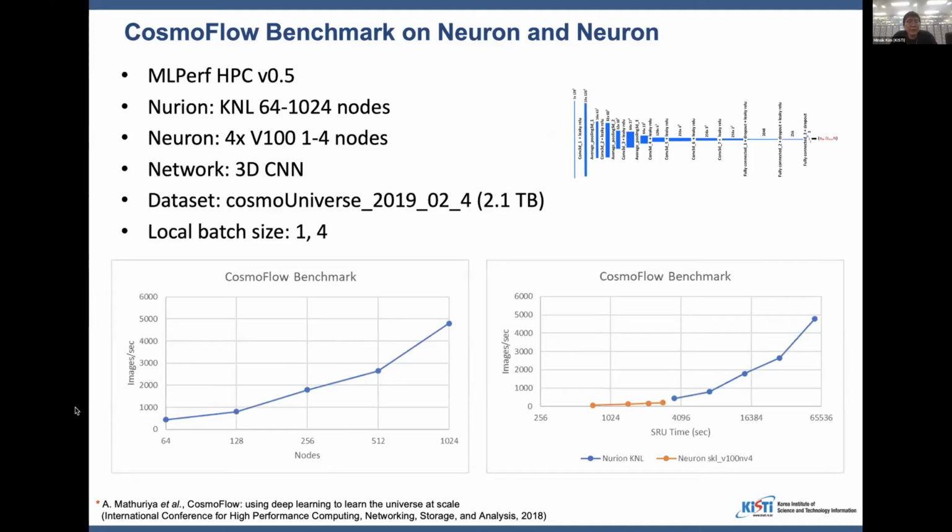At last, we evaluate our system performance on the ML application, which is called the CosmoFlow benchmark. In terms of scalability, both Nurion and Neuron were able to obtain sufficient results. And since the CosmoFlow benchmark uses a very large data set, the performance was highly affected by storage. Currently, Neuron uses the legacy storage. So when we tested this benchmark with other storage on Neuron, we found that this part had a performance drop.